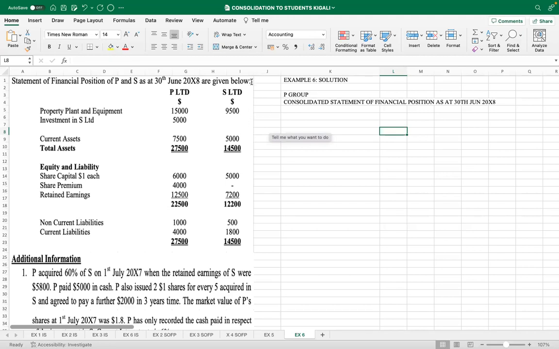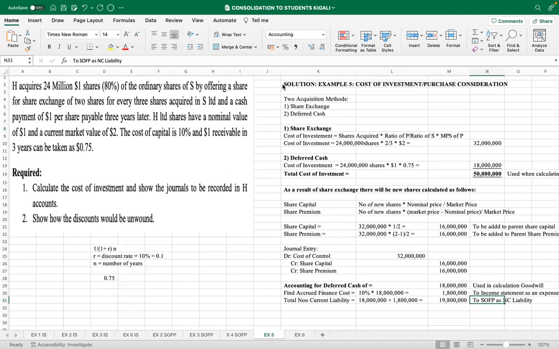Where did 18 million come from? 18 million, I believe, let me go back to the example. 18 million was the deferred cash. We calculated it. What do we mean by deferred cash? I believe you joined the class late. Deferred cash is a way of purchasing a company where you pay in future. So to defer cash means to postpone paying. Instead of paying now, you pay maybe after 1 year or after 2 years.